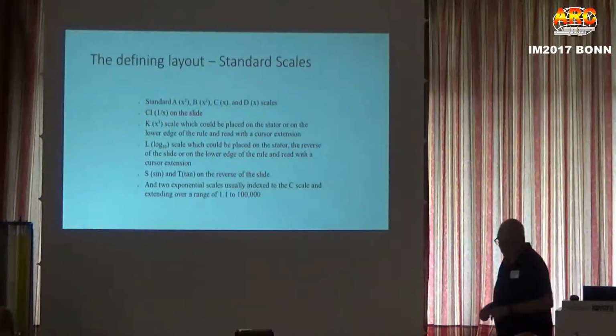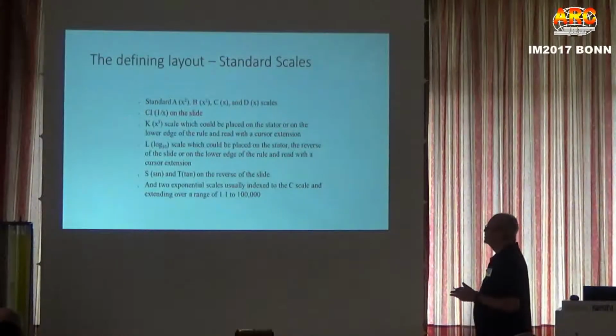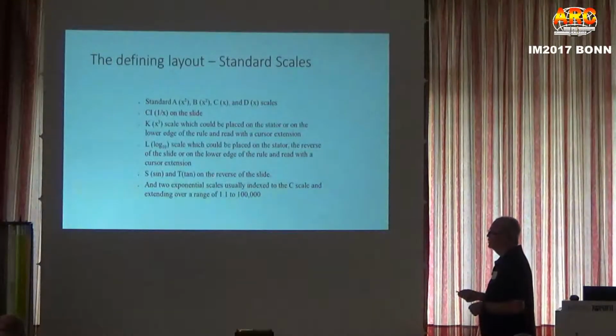Now, the defining layouts of the Faber-Castell Elektro rules were fairly standard Ritz sort of scales. They had A and B, C and D. Some in the later versions had an inverse scale on the slide. You usually had a K scale, which could be placed either on the stator or the lower edge of the rule and read with a cursor extension. And also a logarithmic scale, which again could be placed on the stator, on the reverse of the slide, or on the lower edge of the rule to be read, again, by a cursor extension.